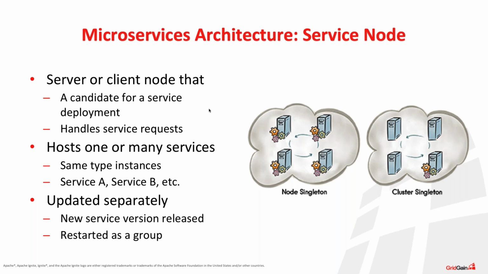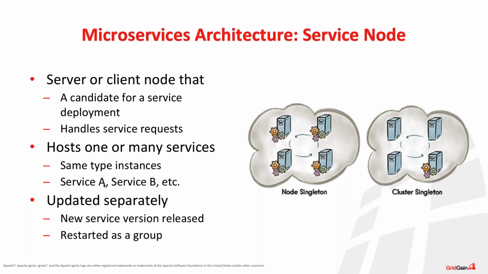And once a service is deployed, if you recall the previous slide where we showed that architecture, every service node might have multiple instances of the same service deployed, and at the same time it can deploy services of different types on a single machine. So everything just depends on your configuration, whatever you like and whatever you need.